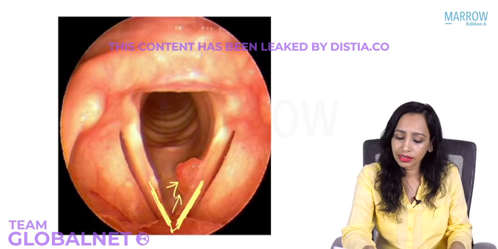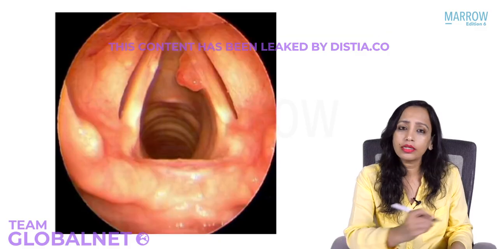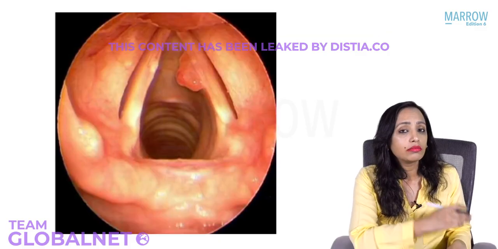This is the anterior lesion. Is that clear? Now just see this. Is this anterior or posterior? This is the same. Yes.